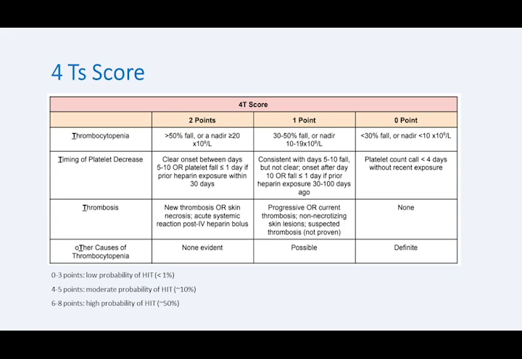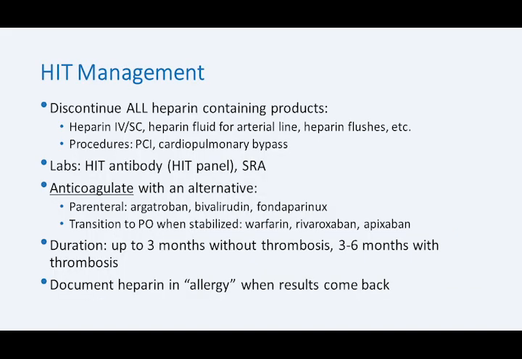And that's when we really want to start working up this patient to make sure that this is not something that we have to intervene on immediately. So we have a patient with a super high probability of having HIT. We did all our calculations for the 4T score. So where do we go from here?